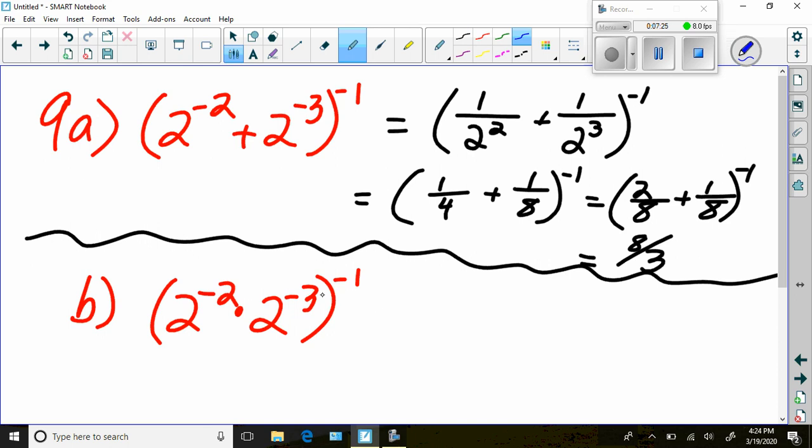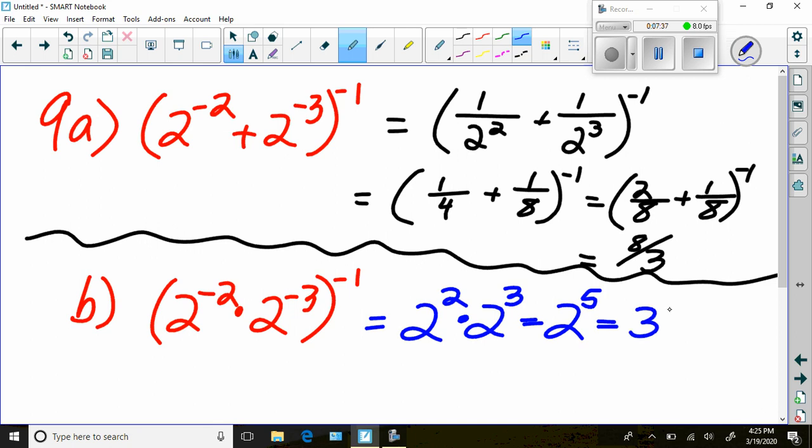Next one. I can distribute this time. So this is really 2 squared times 2 cubed, which is 2 to the 5th, which is 32.